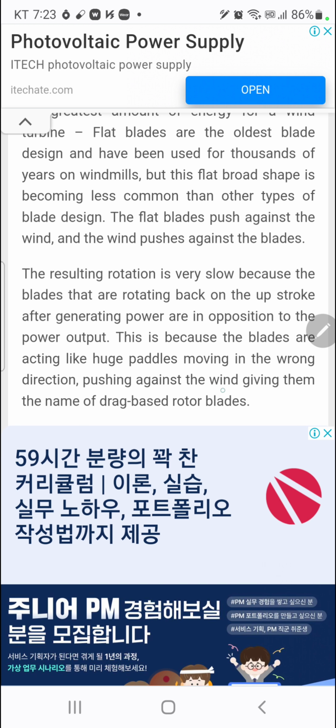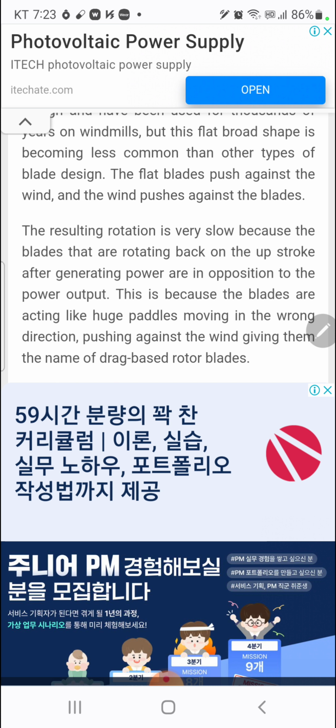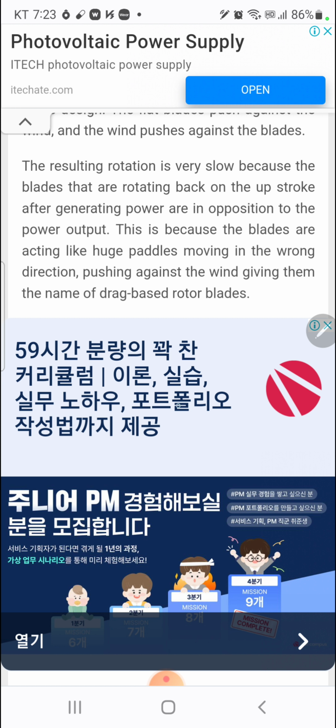The resulting rotation is very slow, obviously, because the blades that are rotating back on the upstroke after generating power are in opposition to the power output. This is because the blades are acting like huge paddles moving in the wrong direction, pushing against the wind, giving them the name of drag-based rotor blades.